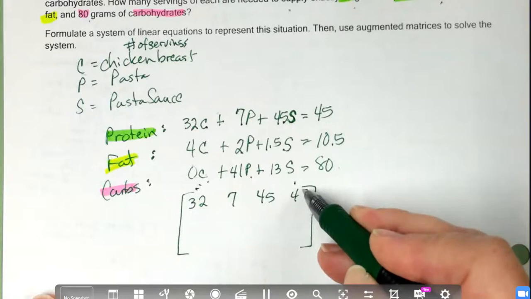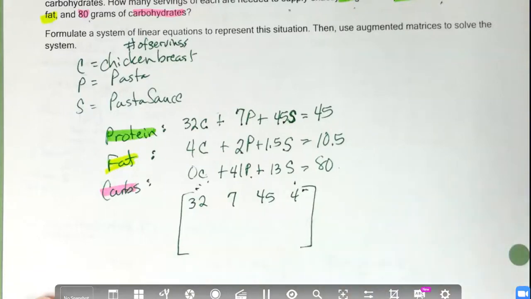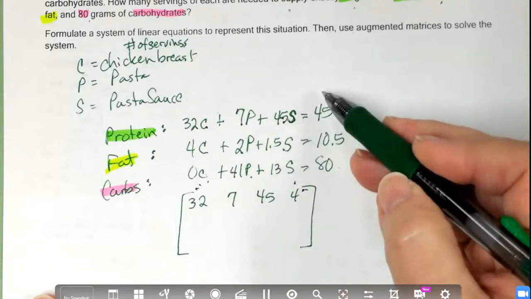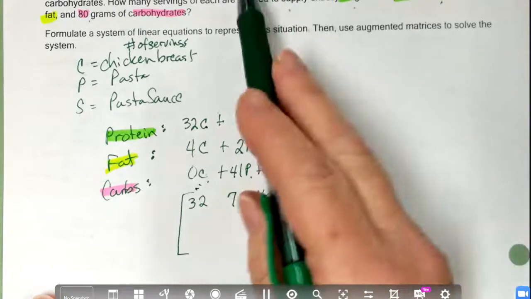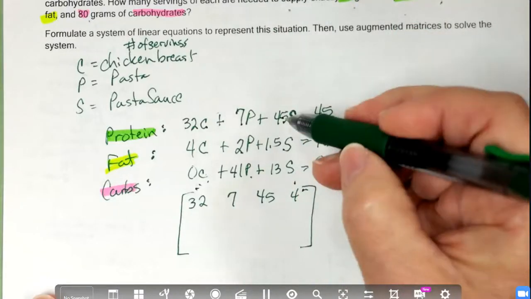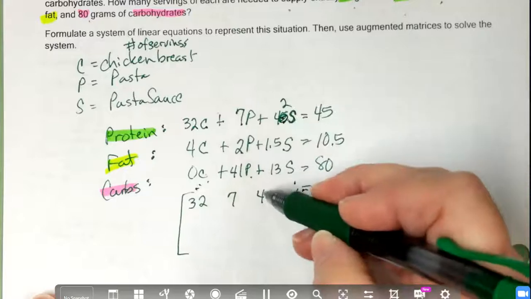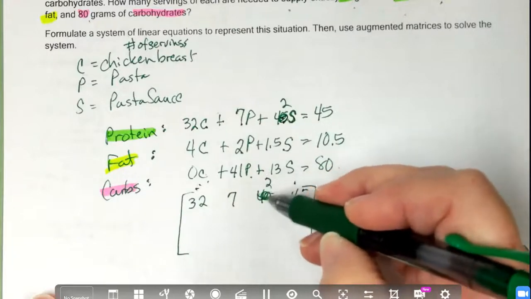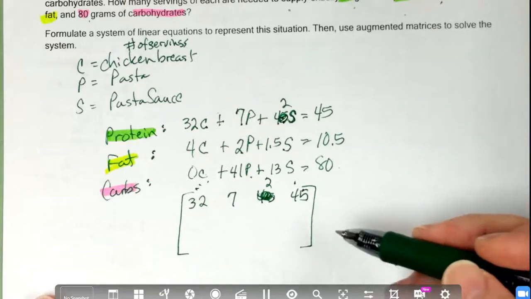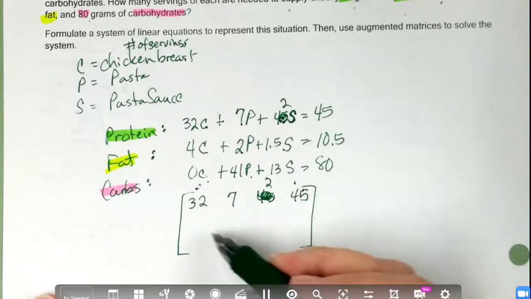Wait, is that right? Nope, because this number is supposed to be 2. Did I write that down wrong? Yeah, this should be 2. And this is 45. See, why are we having 45 twice? See, you need to go back and look and check your answers, see what you did.